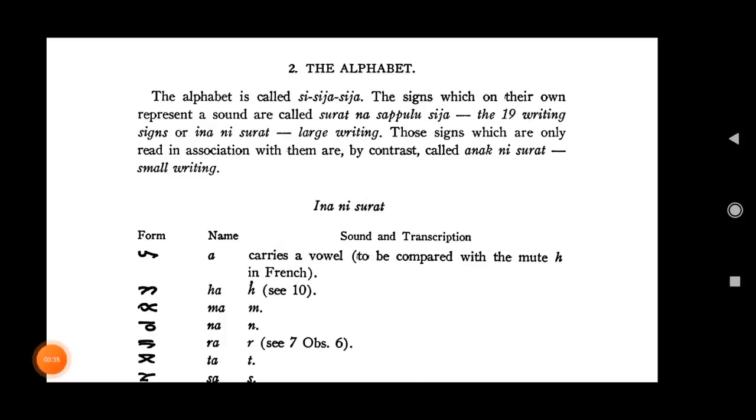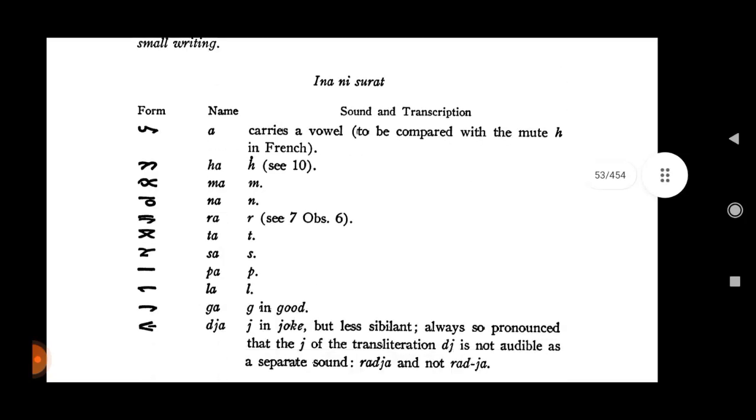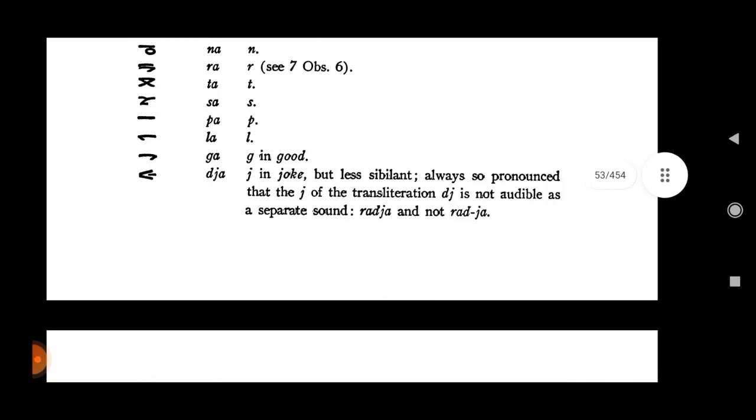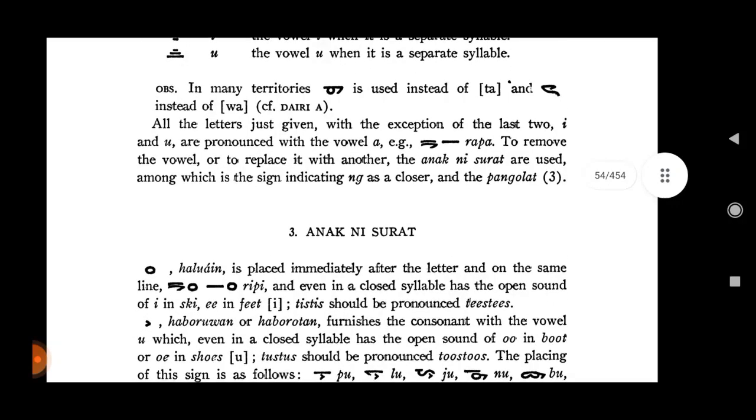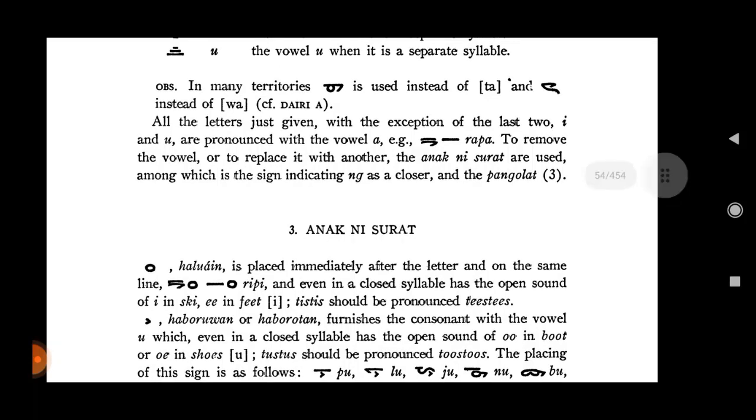The alphabet. The alphabet is called Sia. The signs which on their own represent a sound are called surat na 10, the 19 writing signs. Surat, large writing. Those signs which are only read in association with them are by contrast called Anak ni Surat, small writing. In many territories, one sign is used instead of ta and another instead of wa.